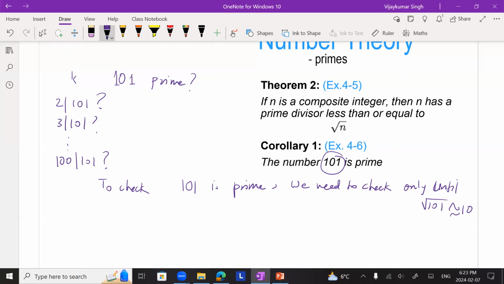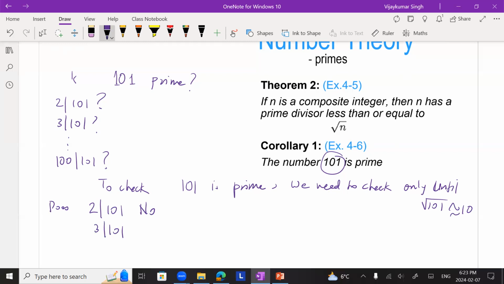All right. And in fact, you don't even need to check all the way till 10. You only need to check for the prime numbers from 1 to 10. Actually, from 2 to 10. Okay, so let's see. Does 2 divide 101? No. Does 3 divide 101? No.